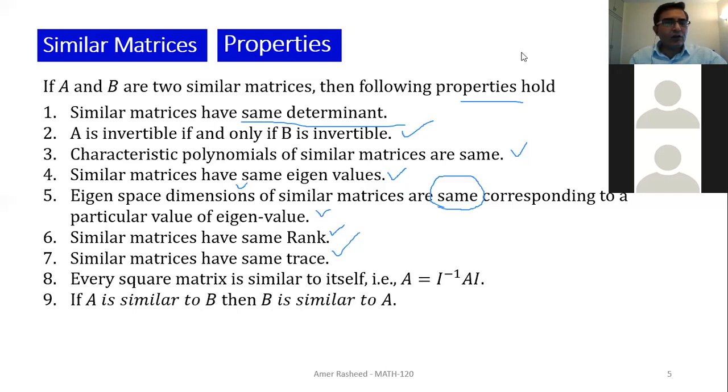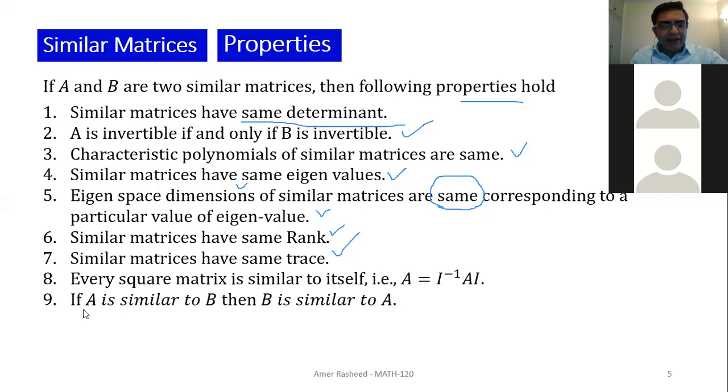Somebody has a question. The question is, these properties mostly originate from the fact that the determinants are equal. No, they are different. The determinant is same, means they can have similar eigenvalues, they can have similar polynomials, but their rank, their trace, this is a different thing. We need to prove all these properties, and there are proofs for all of these properties.